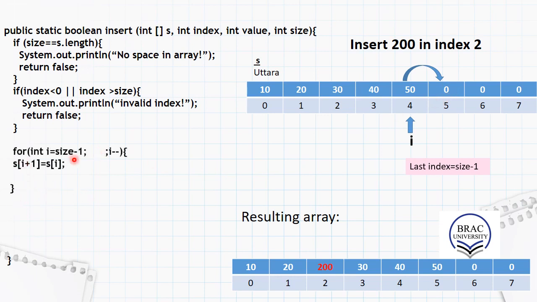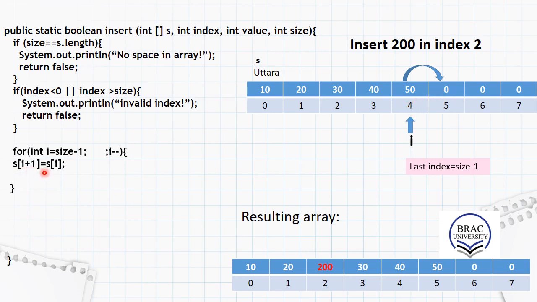So this is the code that I have written. I have set i equals size minus 1. I haven't written the condition yet. So 50 will move to the next position. If I'm in my ith position, this value will move to the i plus 1th position. So the value in index 4 will move to index 5.